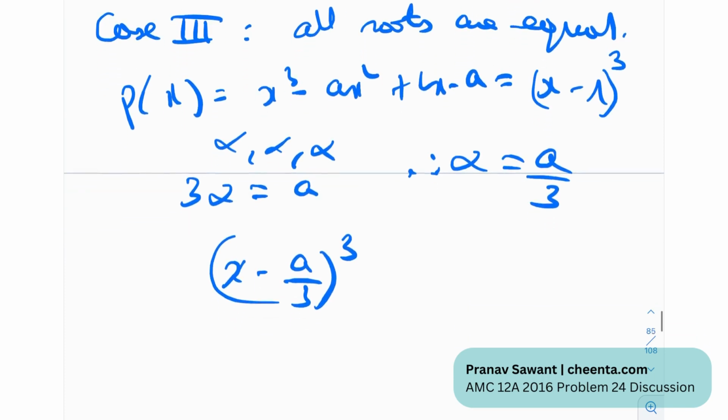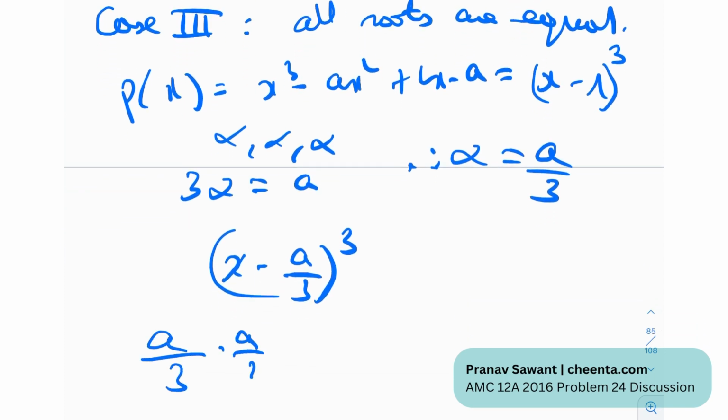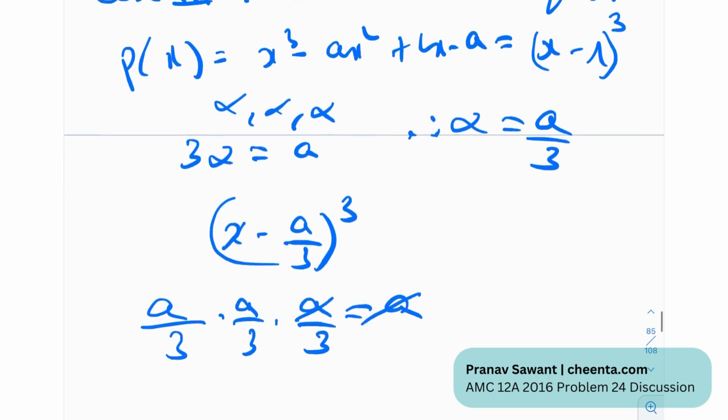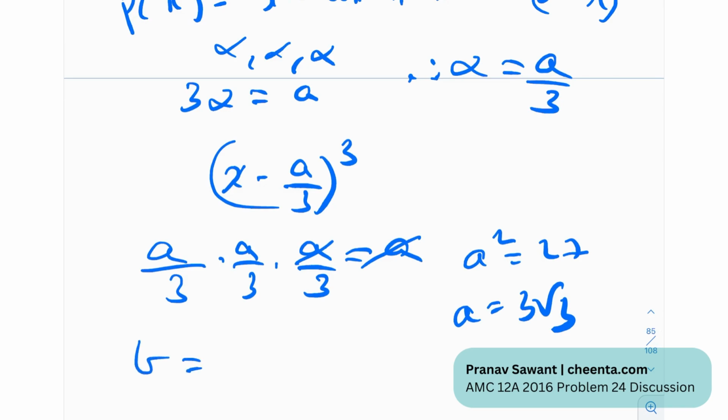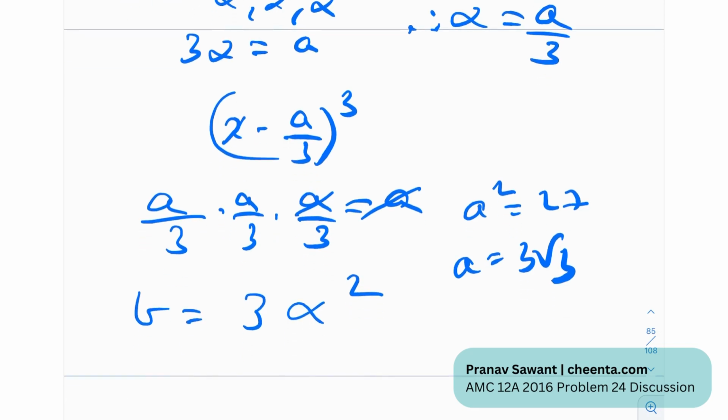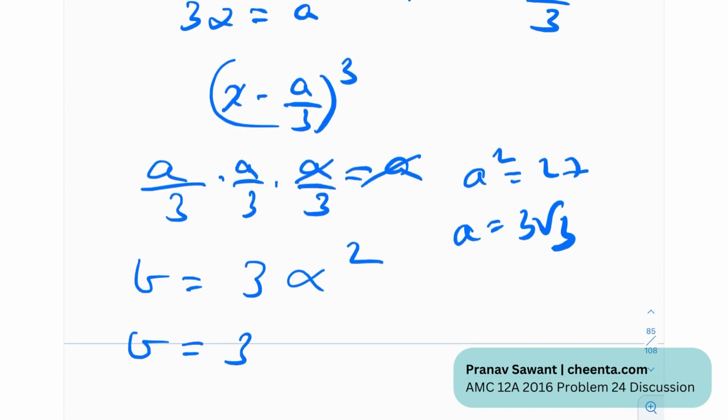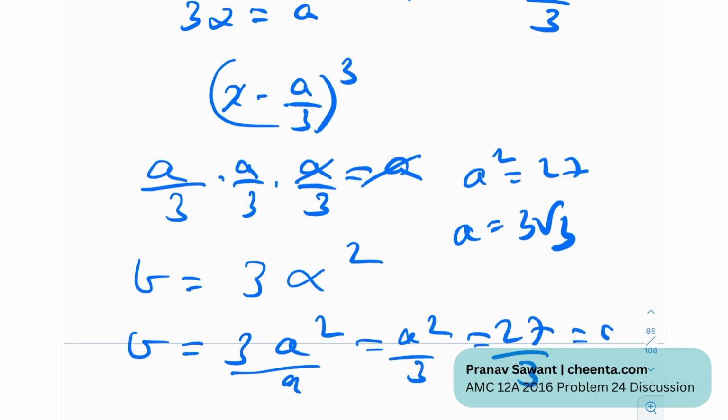Again, the product of the roots is a by 3 times a by 3 times a by 3, which is nothing but a. Since a is non-zero, you can cancel it. So a squared is equal to 27. A is equal to 3 root 3. And b is nothing but 3 times alpha squared, I believe. Right? Because it is 3 times alpha squared. Alpha was a by 3, so this would be a squared by 9, so there would be a squared by 3. A squared is 27 by 3, which is 9.